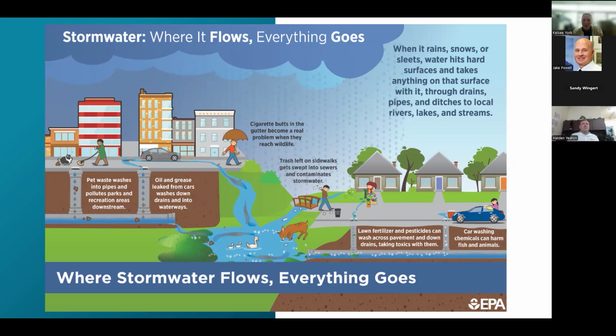But as we're all aware of, when it rains, pretty much anything that's in the street or in the curb and gutter or in the inlets themselves is also going to get washed down. So things like pet waste, oil and grease from cars, cigarette butts, trash, fertilizers, pesticides, car washing chemicals. As I like to say, anything that could and would mix with water that gets on pavements can become a pollutant and discharge into our waterways.